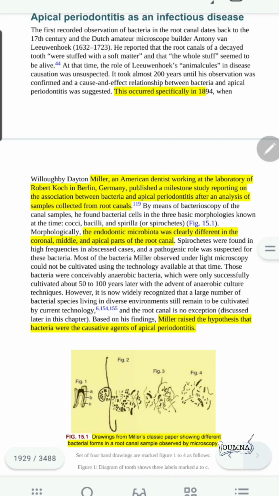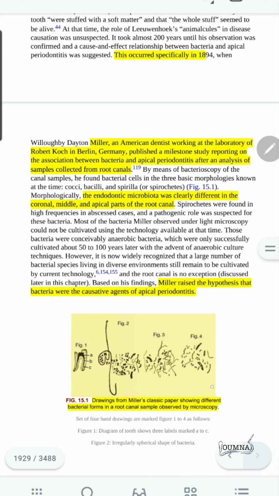In 1894, an American dentist came to the conclusion that the endodontic microbiota is different in the coronal, middle, and apical parts of a root canal that is invaded and became necrotic. And to get a periodontitis, the pulp must be necrotic, and this is so important.